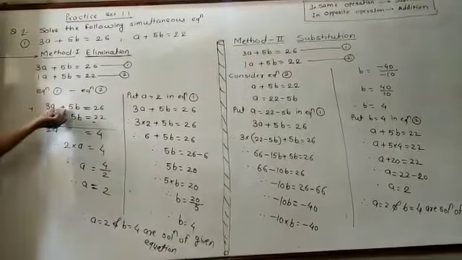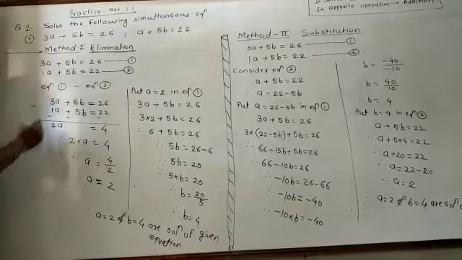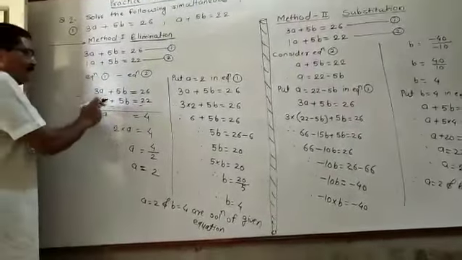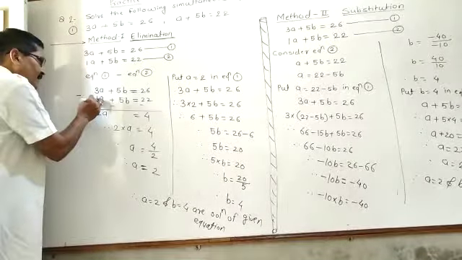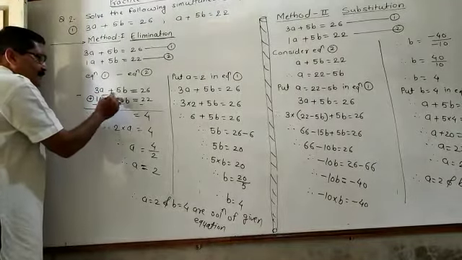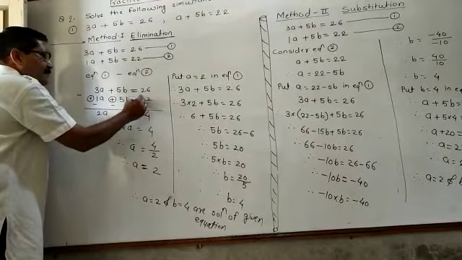This is equation 1. This is equation 2. You have to do the subtraction. When you do the subtraction, you have to change the sign of the downside equation. This plus 1a becomes minus 1a. This plus 5b becomes minus 5b. And this plus 22 becomes minus 22.